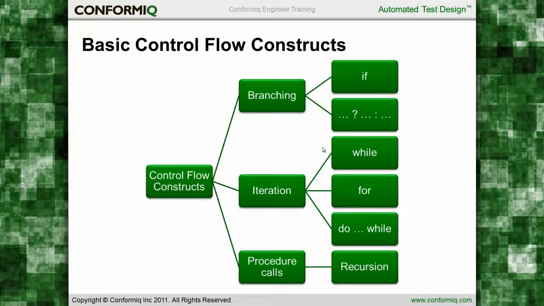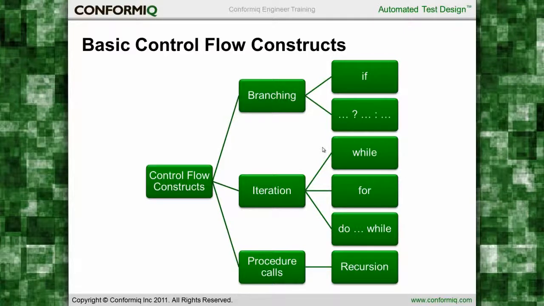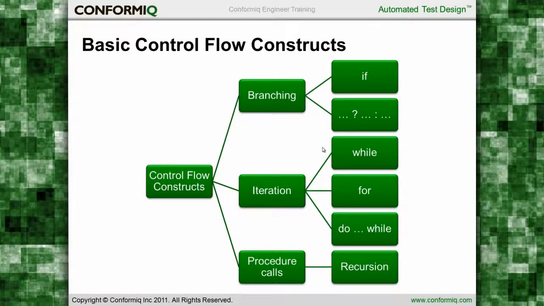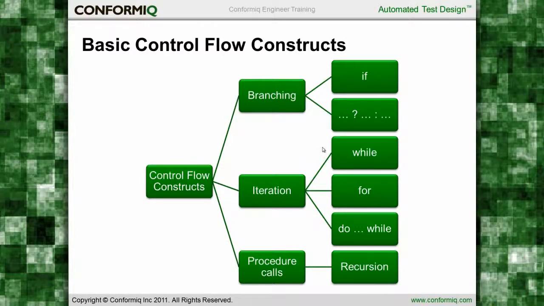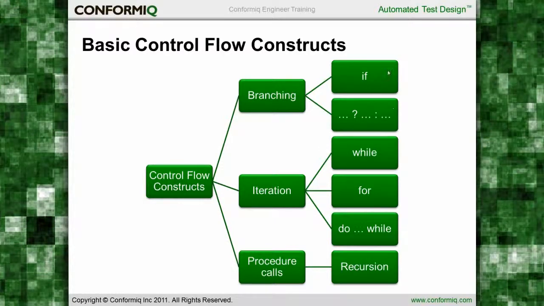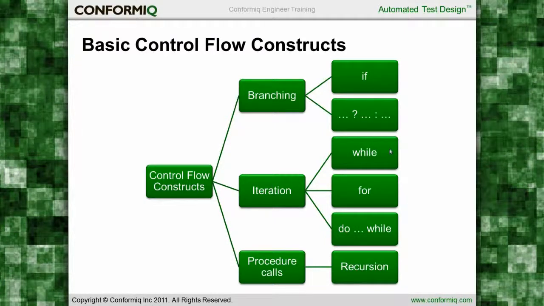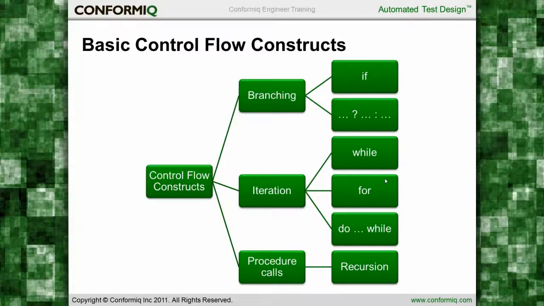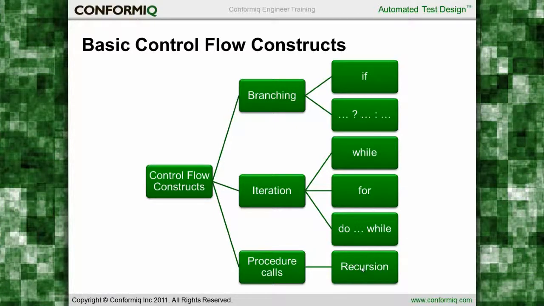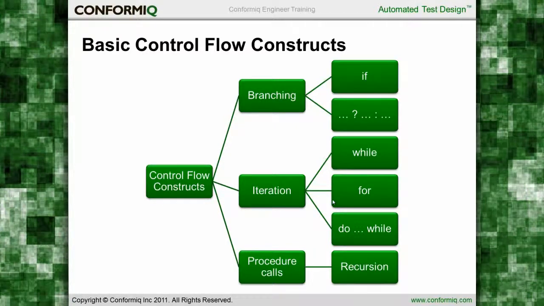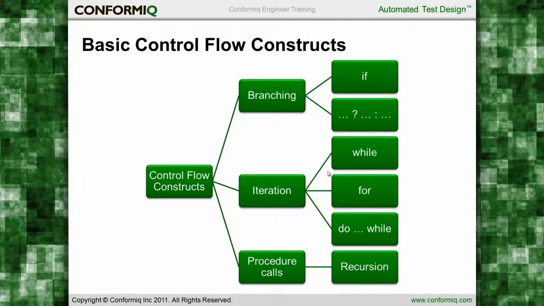And not so surprisingly, since the language is essentially Java, the control flow in QML models is done exactly the same way as it is in Java models. For branching, we have if statements, we can have conditional expressions. For iteration, there are while loops, for loops, and do while loops. And then we can have procedure calls, which can be recursive. So all the basic concepts of a programming language are available when you are creating models for QML.